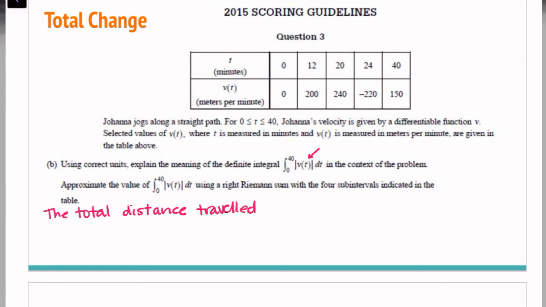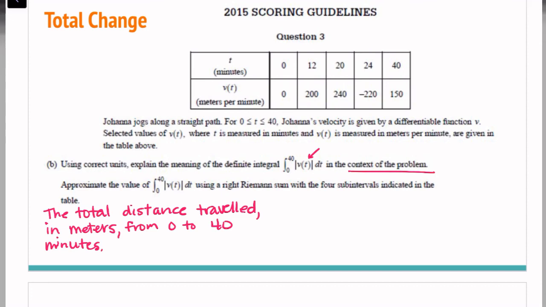Now we have to make sure in context means you have to have units. The total distance traveled in meters. Remember, distance is meters, not meters per minute. From 0 to 40 minutes. Okay, so we checked off the first part.